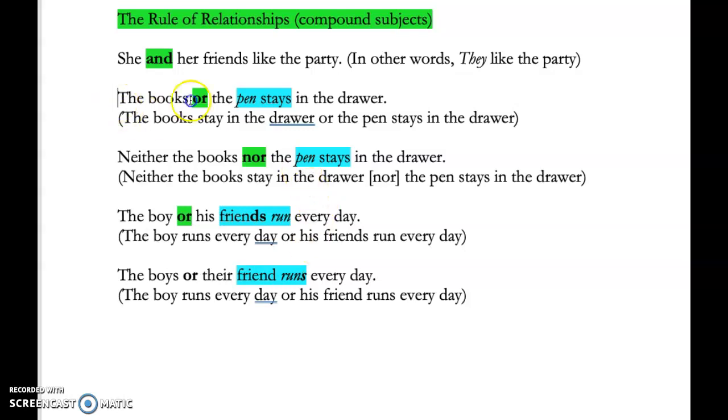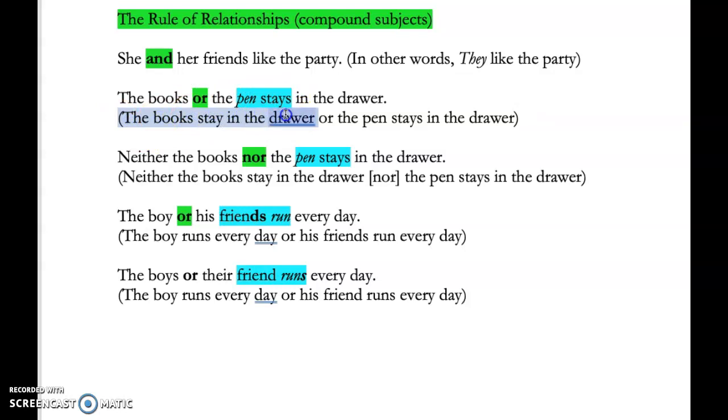If you think about this sentence, the books or the pen stays in the drawer, that or is indicating that the books and the pen together will not be in the drawer. It's either going to be the books in the drawer or the pen in the drawer. And since in this sentence we don't know which is in the drawer, the books or the pen, we would have a problem because books is plural, so that would make the verb stay.